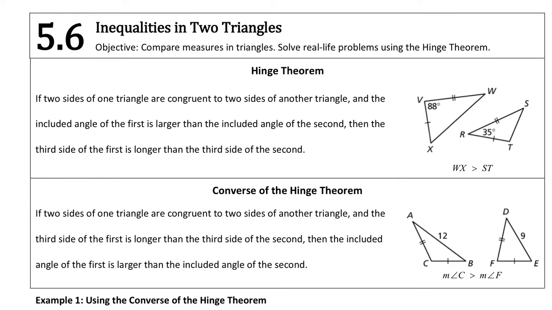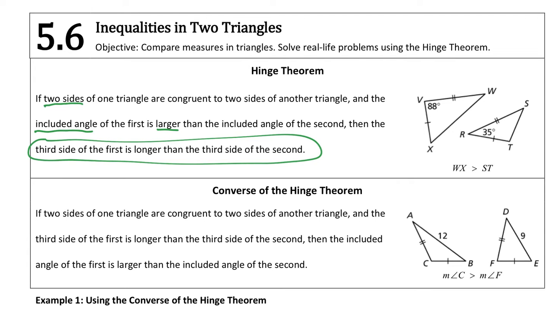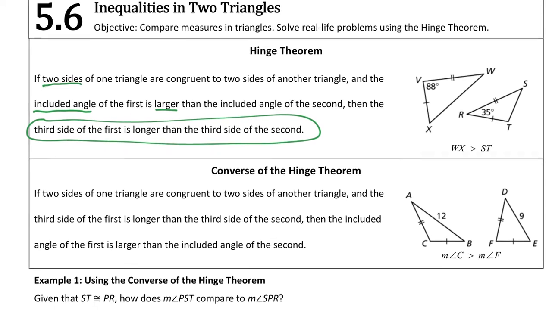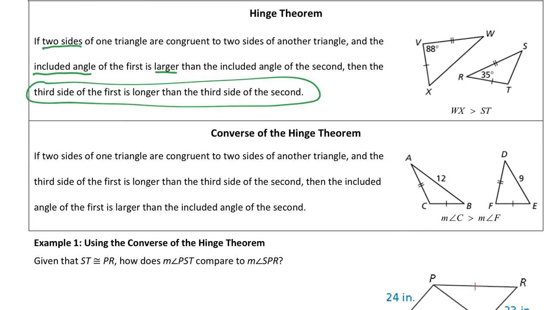So the hinge theorem states that if two sides of one triangle are congruent to two sides of another triangle, and the included angle of the first triangle is larger than the included angle of the second triangle, then the third side of the first is longer than the third side of the second. In the same way, if two sides of one triangle are congruent to two sides of another triangle, and the third side is longer, then the included angle is larger.